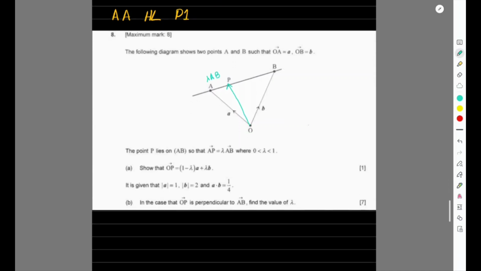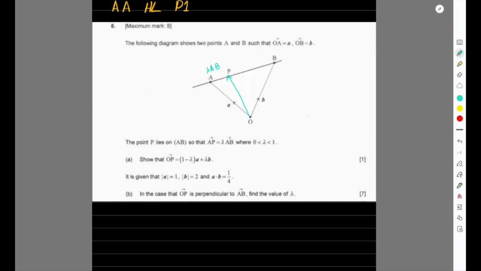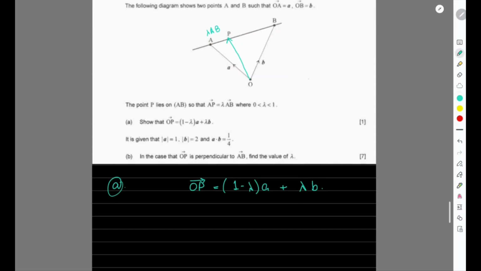Now, take a look, solve question number 8 part A. We have to show OP is equal to 1 minus lambda A plus lambda B. Now, by using the vector addition rule, which states that the resultant vector, here the resultant vector is OP, is equal to the sum of all vectors: OA plus AP is equal to OP.